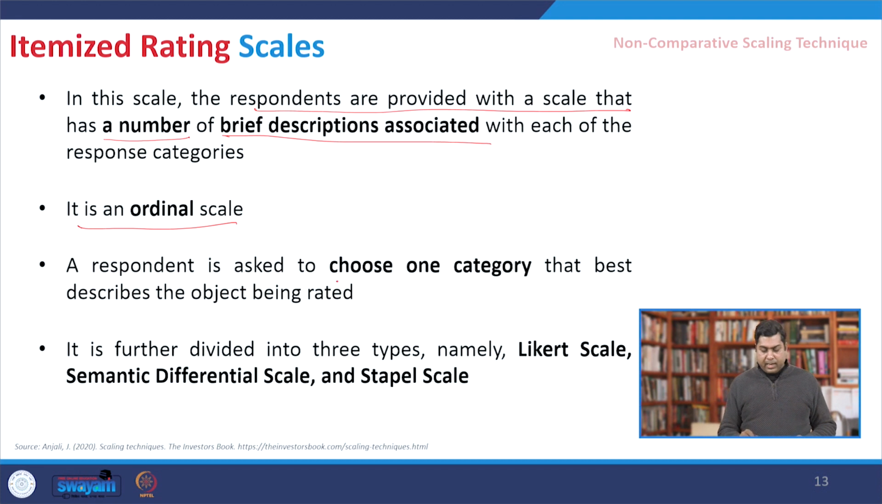The respondent is asked to choose one category that best describes the object and whatever he or she feels about it. It is further divided into different types, as we already mentioned: itemized rating can be Likert scale, semantic differential scale or the Staple scale.